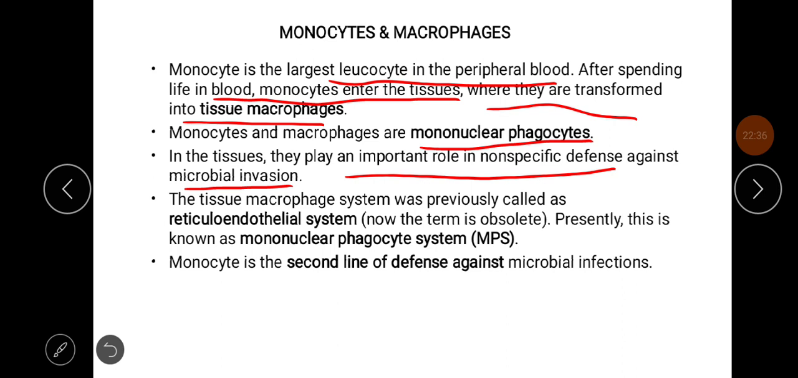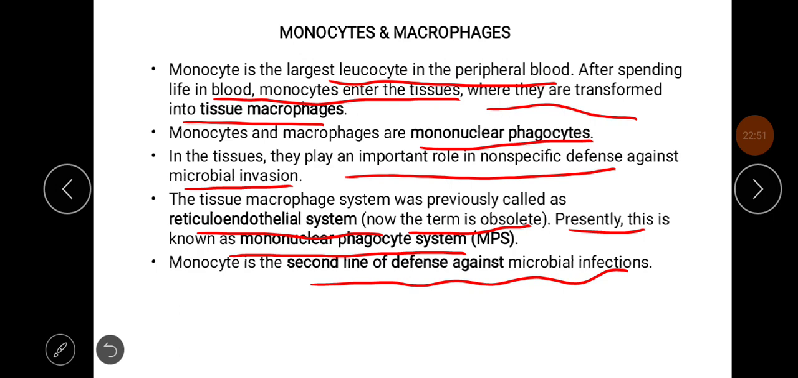The tissue macrophage system was previously called the reticuloendothelial system. Now, this term is obsolete. Presently, this is known as the mononuclear phagocyte system, MPS. The monocyte is the second line of defense against microbial infections.